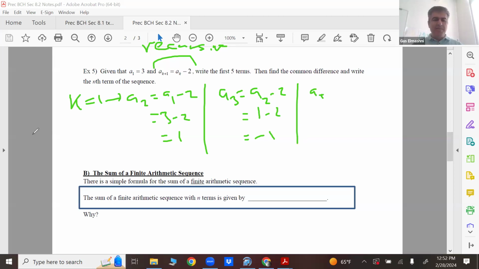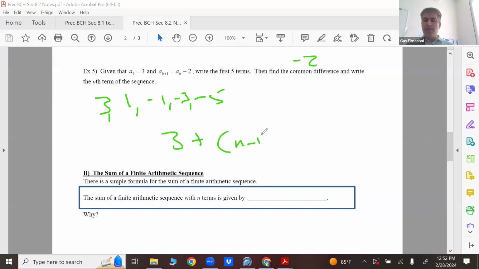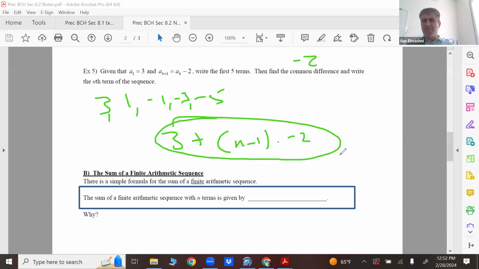So you know what? This is stupid. Let's just do this. Why even waste our time? There you go. This is my first 5 terms. Common difference is negative 2. The nth term is 3 plus n minus 1 times negative 2, and you can leave it like that. That's totally fine. If you want to simplify it, go ahead: negative 2n plus 5, I think.